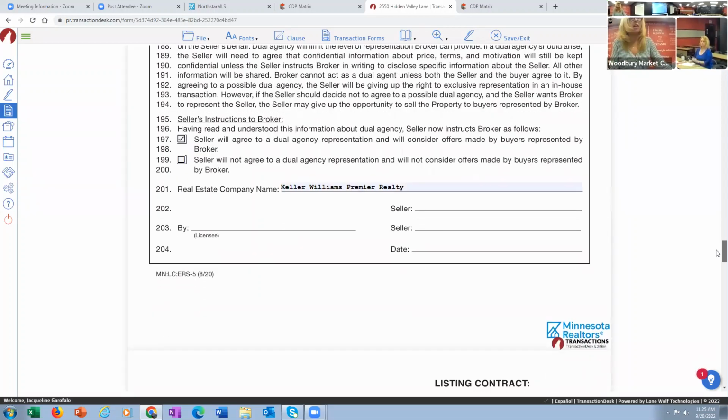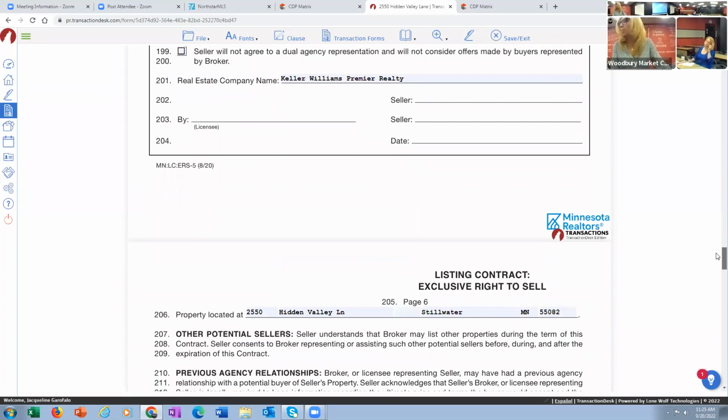Some sellers may say, heck no, I don't want you representing both, or the brokerage. And this is what I tell them. We have 190 agents, maybe 200 now. We keep getting more. You want 200 other agents in my office to not show that house? I mean, we're the biggest brokerage in the state and in the country. So I've never had any client tell me no.